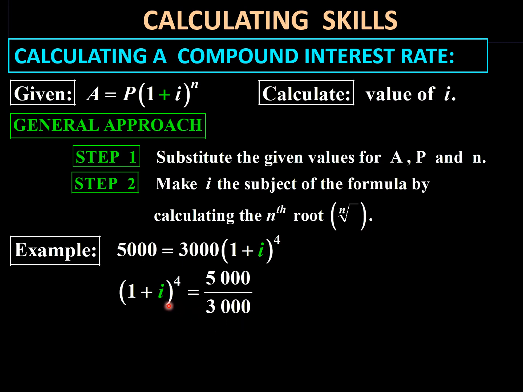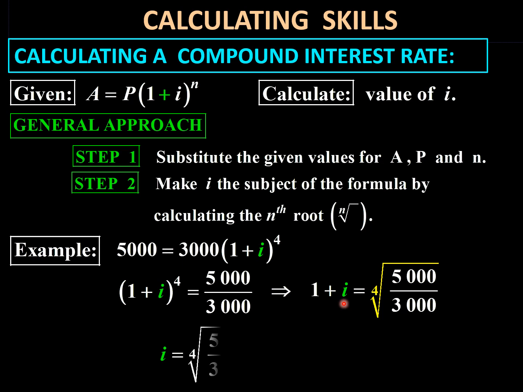Then if I want to get to the i, I must first get rid of the 4. So instead of the power 4, I take the 4th root of 5,000 over 3,000. Then we have to transpose the 1. Instead of adding 1, we subtract 1. And after you've done all the transposing and you have the i alone, then you should use your calculator. And remember, to work out i, we always have to multiply by 100 if you want to give the answer in percentage form. Let's do that calculation, and this is what we obtain.